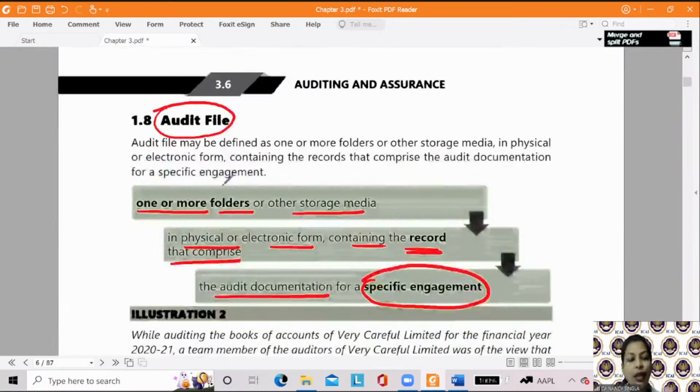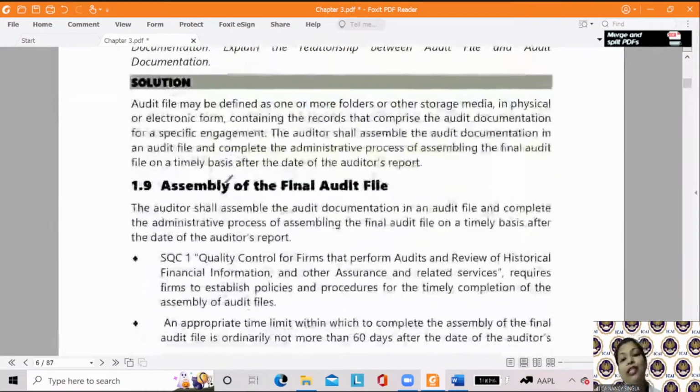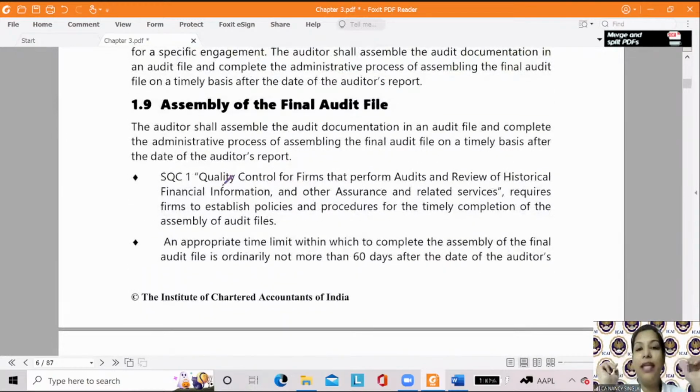Clear? Now, when the auditor is maintaining the audit file, let's say a team is there which is conducting the audit.